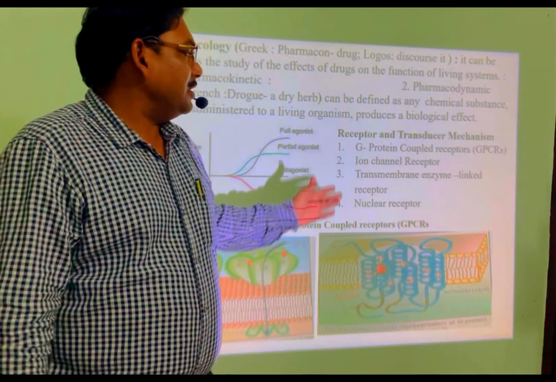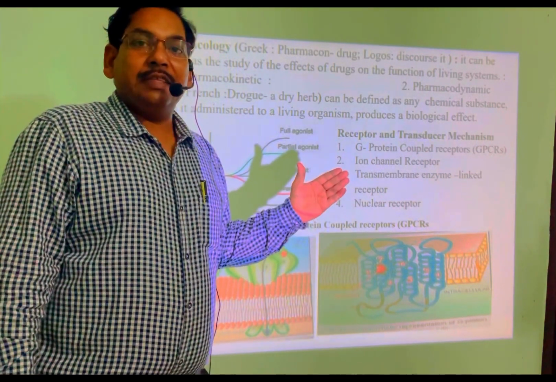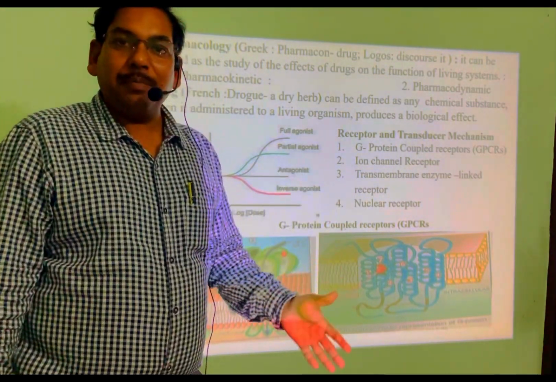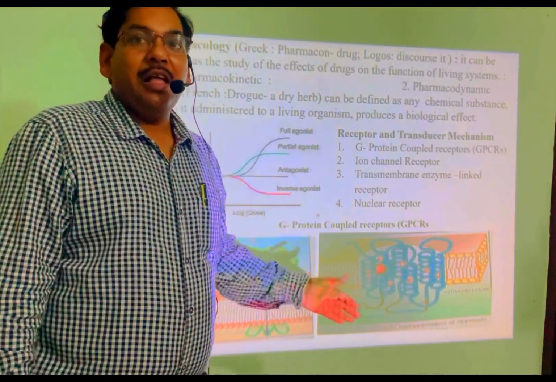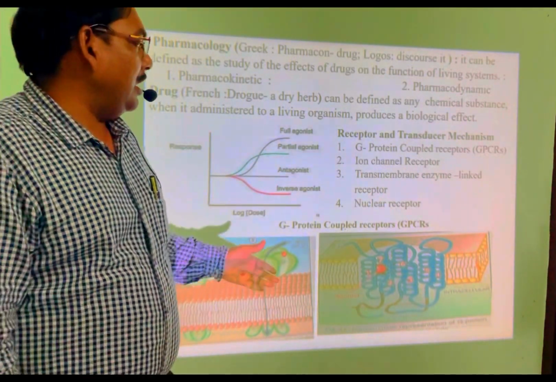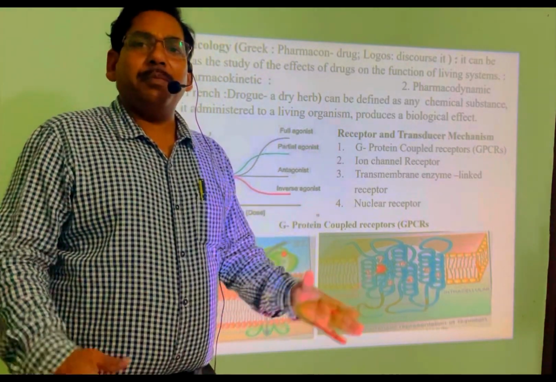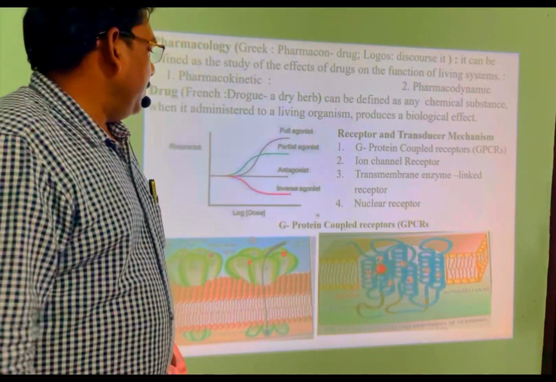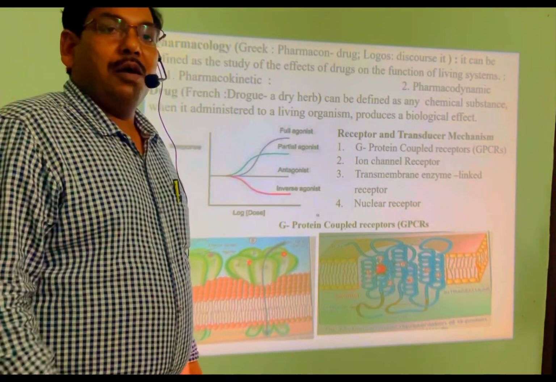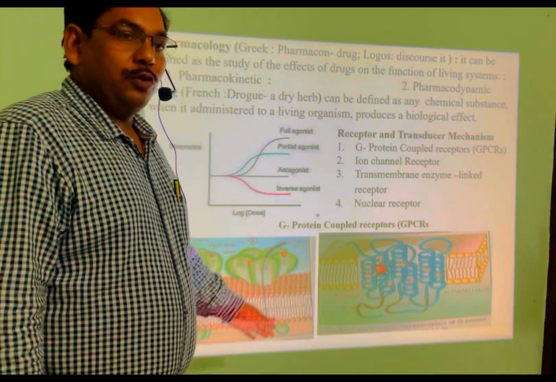The receptor is divided into four parts. One, the G protein coupled receptor. Second, the ionic channel receptor. Third, the enzymatic linked receptor, and fourth, the steroid receptor, also known as the nuclear receptor. Actually, the G protein coupled receptor is a big receptor group, which includes the ionic channel and also phospholipase.